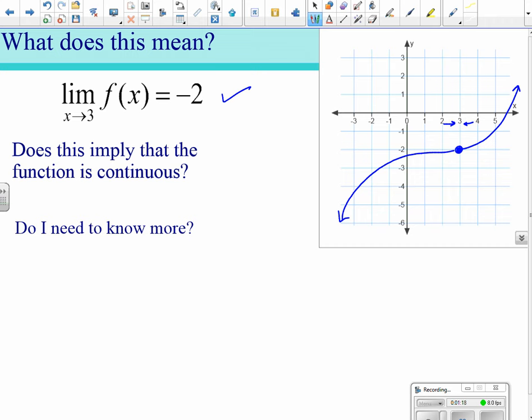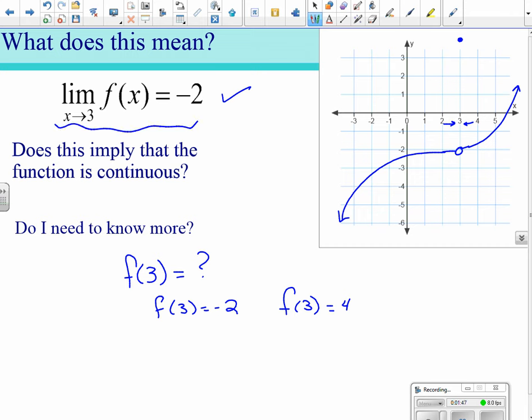Well, what I need to know is what is the value of f of 3. Is f of 3 also equal to -2? Or maybe f of 3 is actually equal to 4, in which case this becomes an open circle for me, and then (3, 4) becomes a solid dot. And then it's not continuous, is it? So I need to know more than just the limit value in order to discuss whether a function is continuous at that point.